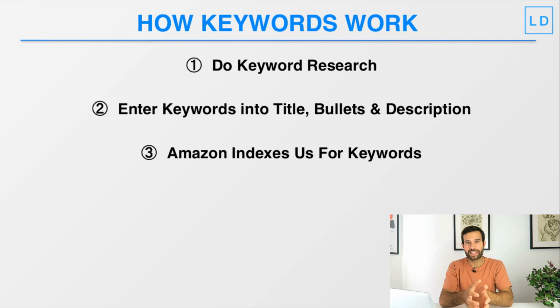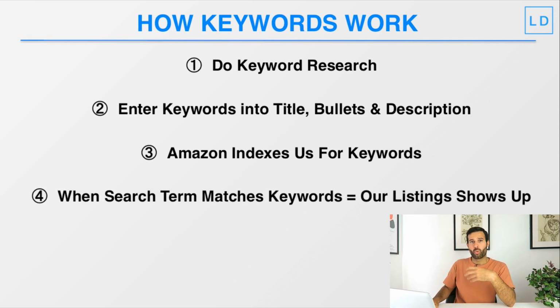Essentially, what indexing means is that Amazon will acknowledge that you've entered those keywords into your listing, associate your listing with those keywords, so that essentially when a customer searches one of those keywords in the Amazon search bar, Amazon links your product listing to that keyword or that search term and displays your product listing to that customer.